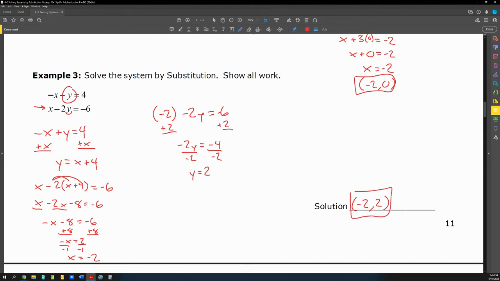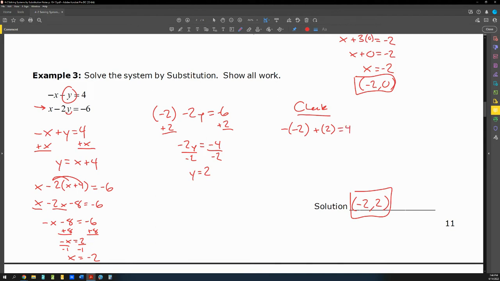Now, actually, I want to check this one real quick. So let's plug it into both of the original equations. So here in the first equation, we're going to plug in negative 2 for x and positive 2 for y. So we have negative 2 plus y, which is 2, equals 4.